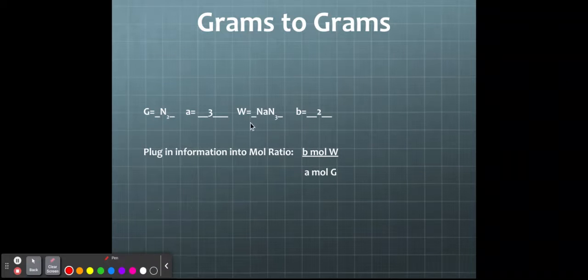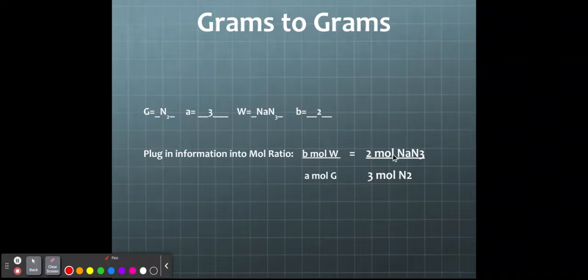Now we want to plug this information, which we just got from the balanced equation, into the mole ratio formula: B mole W over A mole G. So we take all this information, so we put the 2 here, and the NaN3 here, the 3 here for the A, and the N2 there for the G.